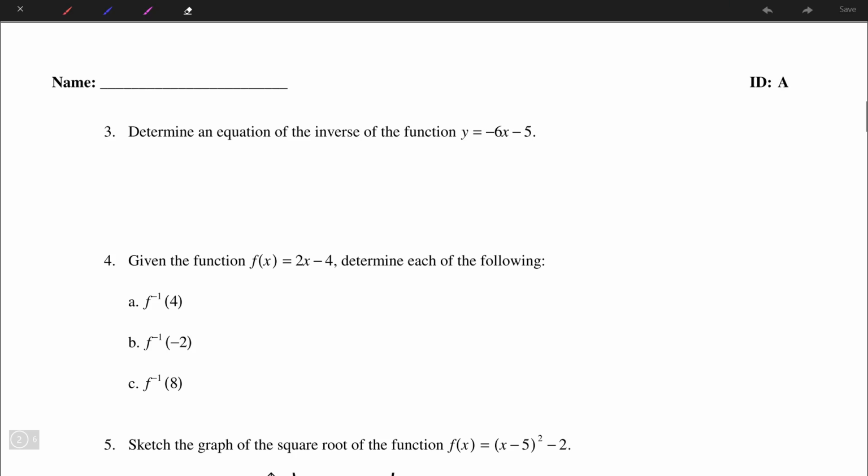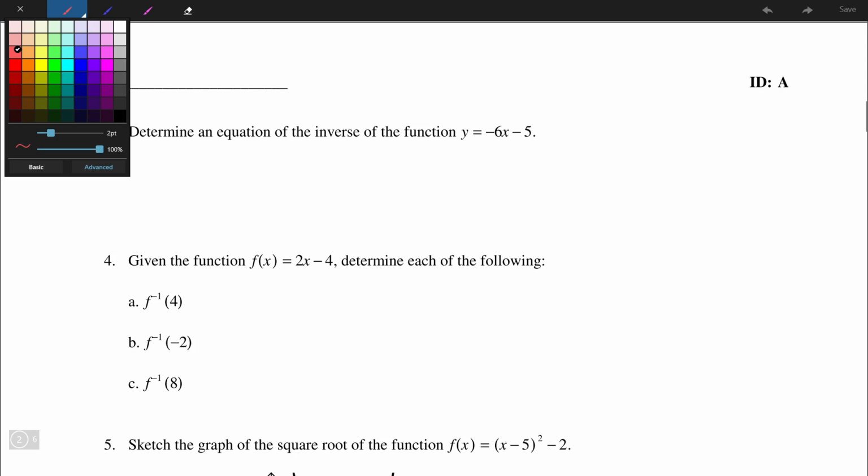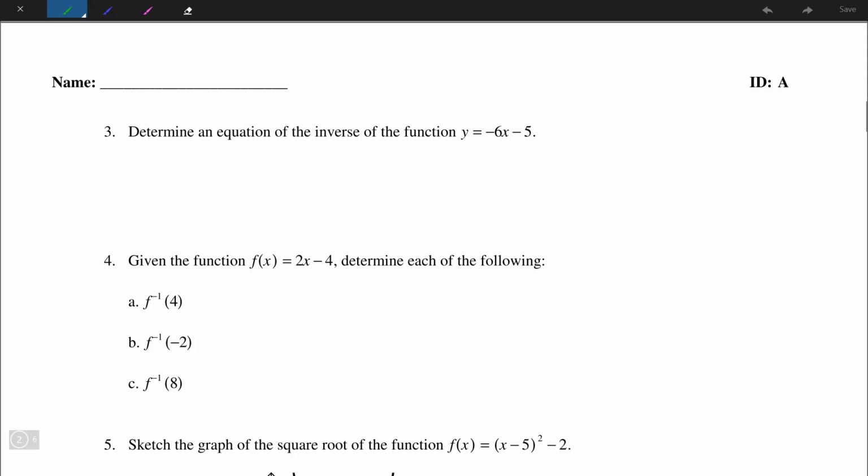Okay, we simply have a linear equation here. We're looking for its inverse. So we switch the x and y. So we have x is equal to -6y minus 5. We can add 5 to both sides.